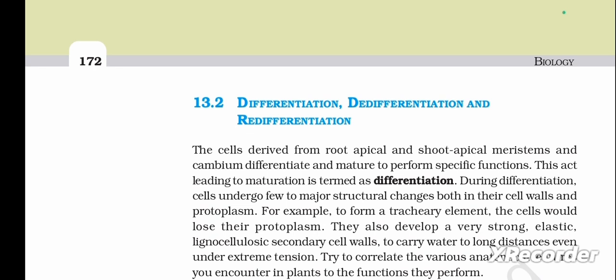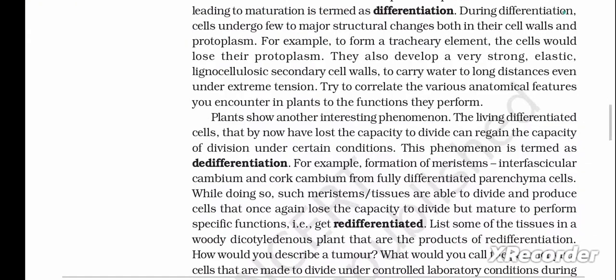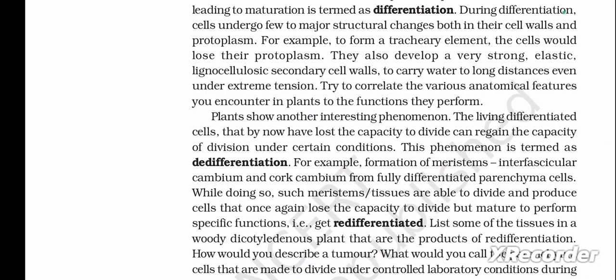This act leading to maturation is termed as differentiation. During differentiation, cells undergo few to major structural changes both in their cell walls and protoplasm. For example, to form a tracheary element, the cells would lose their protoplasm. They also develop a very strong, elastic, lignocellulosic secondary cell walls to carry water to long distances even under extreme tension. Try to correlate the various anatomical features you encounter in plants to the functions they perform.